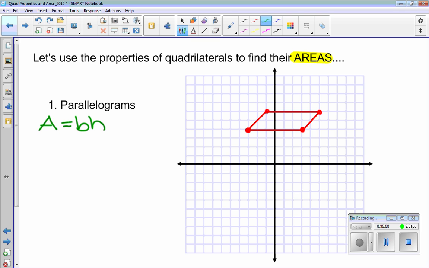Here we go. We should know this, though. How do I find the area of that parallelogram? What do you think? How do I find the length of the base? What is the base?